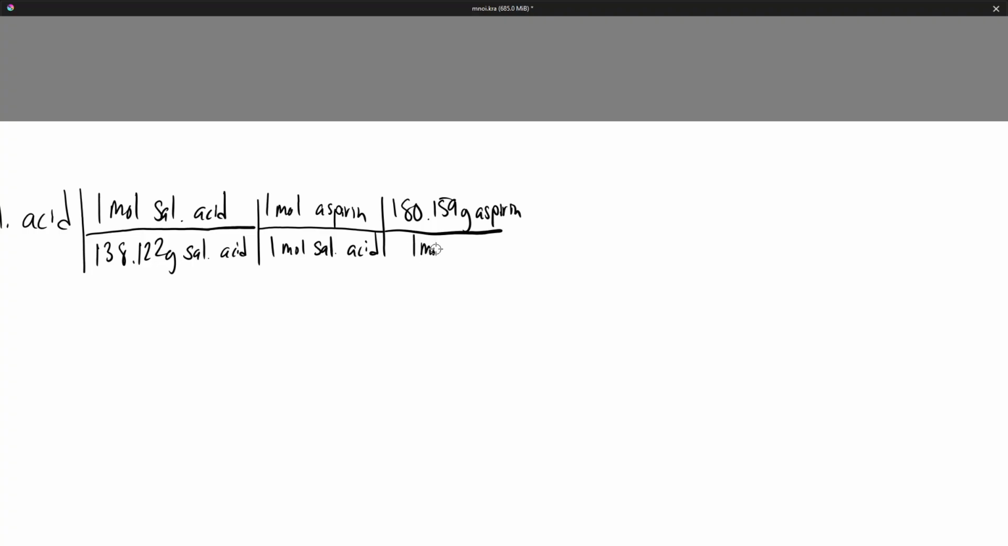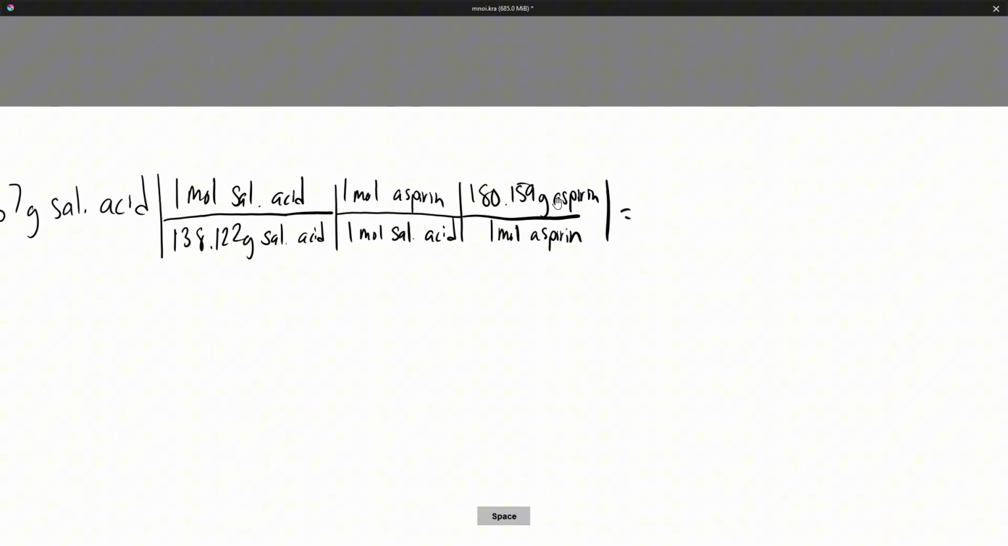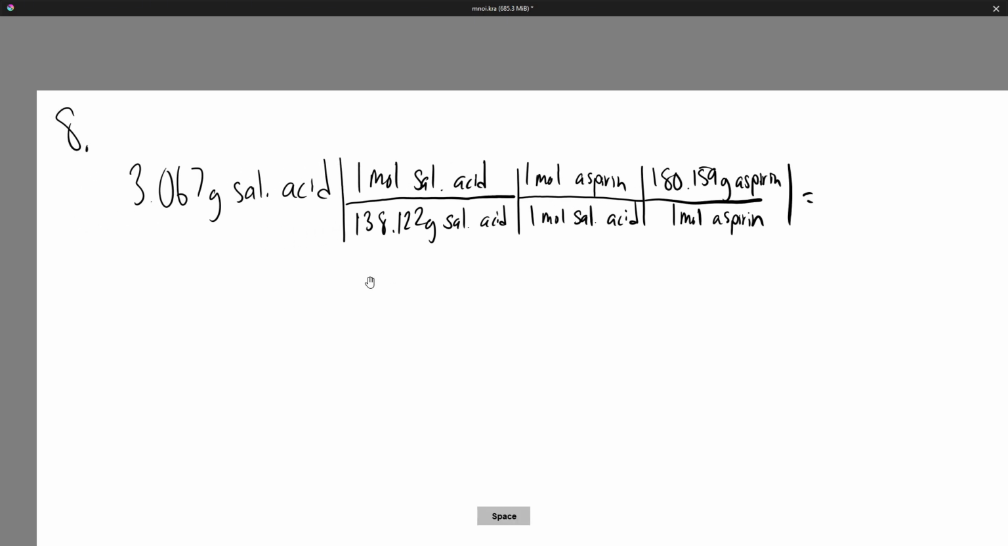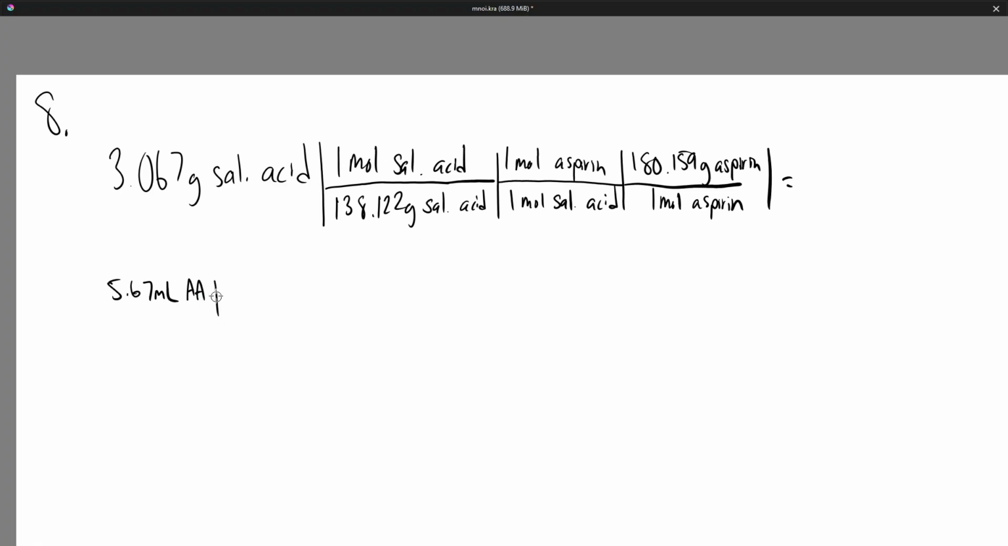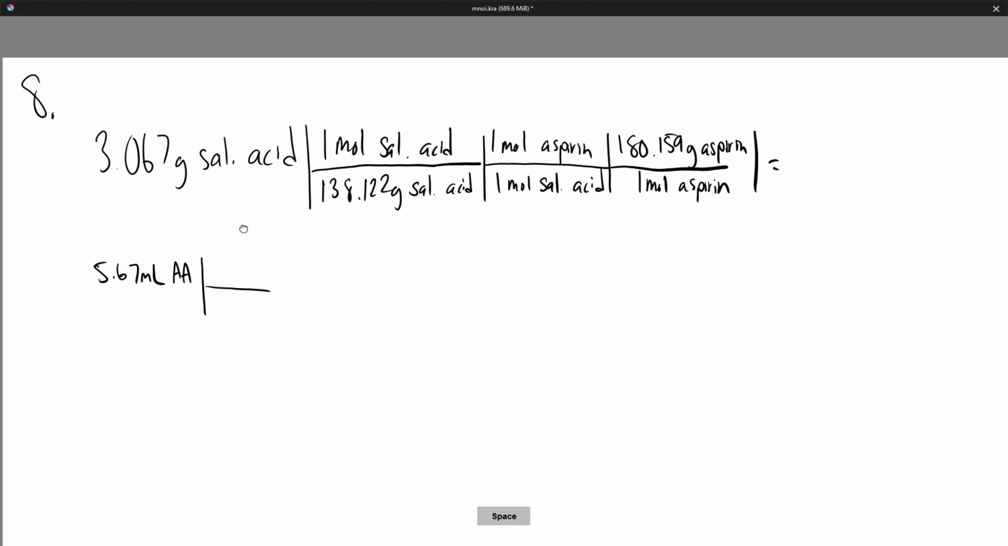Over 1 mole of aspirin. Okay, that should be it for that. Let's put a pin on that and go to the other reactant, which is 5.67 milliliters of acetic anhydride. I'll put like double A, acetic anhydride. I don't really want to write all that, but on your exam you should write a lot of it, like shorten it down to like sal acid or something like that.